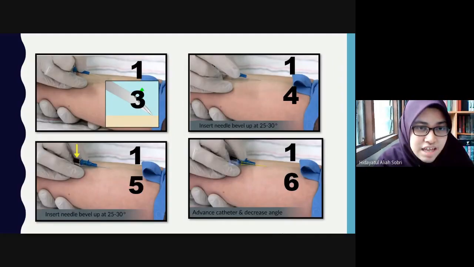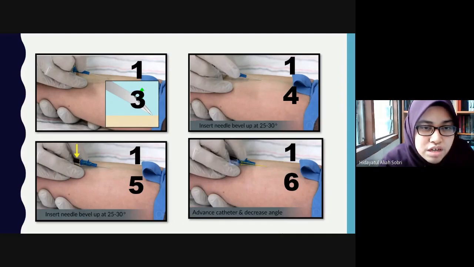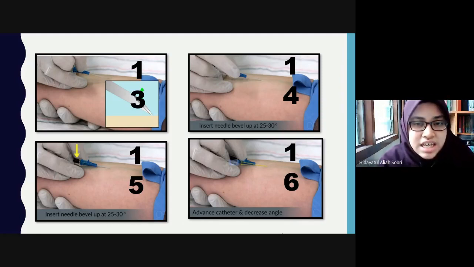And after that, open the cannula, remove the plastic covering the cannula, and then hold the cannula with the needle bevel up, as you can see in the picture. As you can see, the hole is facing up, and then insert the needle bevel up at a 25 to 30 degree angle slowly, and then watch.